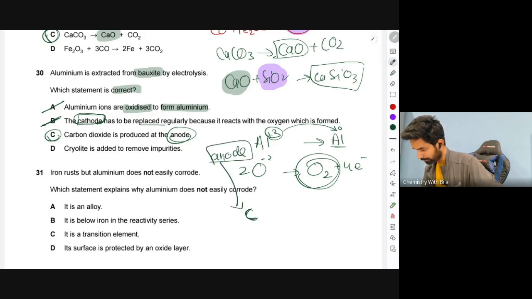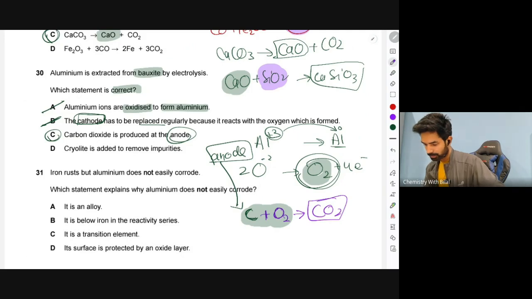Of carbon. I told you, imagine your car's silencer is made up of wooden material. So what would happen? That silencer will burn off. So this oxygen that is produced, where is it going? On carbon. On something that is combustible. It should burn to get CO2. Cryolite is added to decrease the melting point.